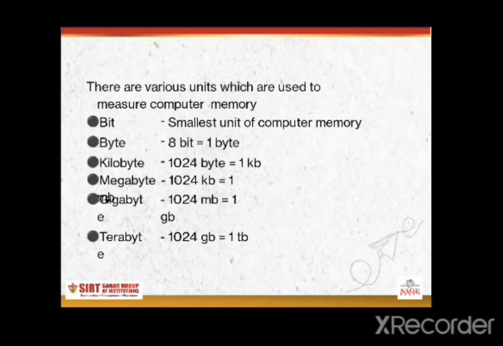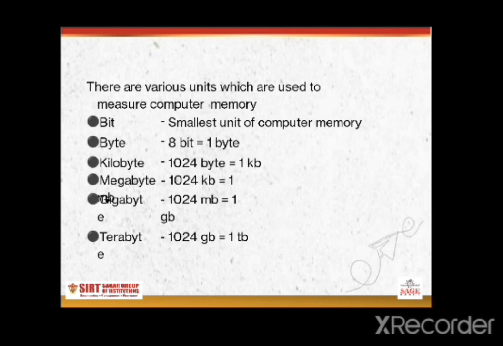There are various types of units in which we can measure computer memory. These are classified as bit, byte, kilobyte, megabyte, gigabyte and terabyte. So the bit is the smallest unit. If I'm talking about the byte, then 1 byte is equal to 8 bits.